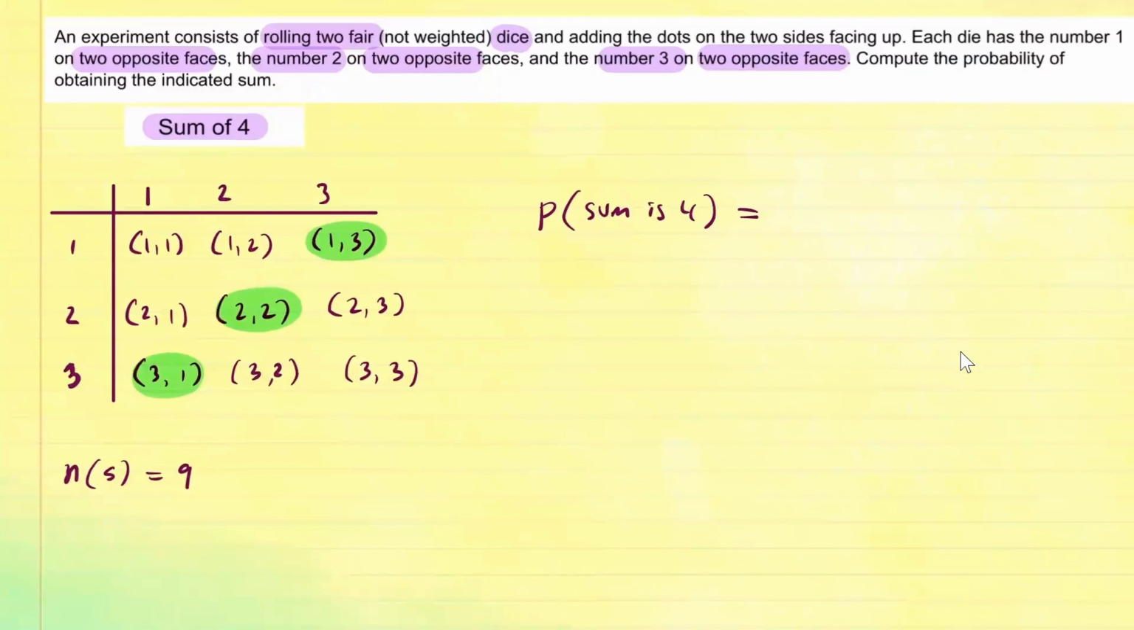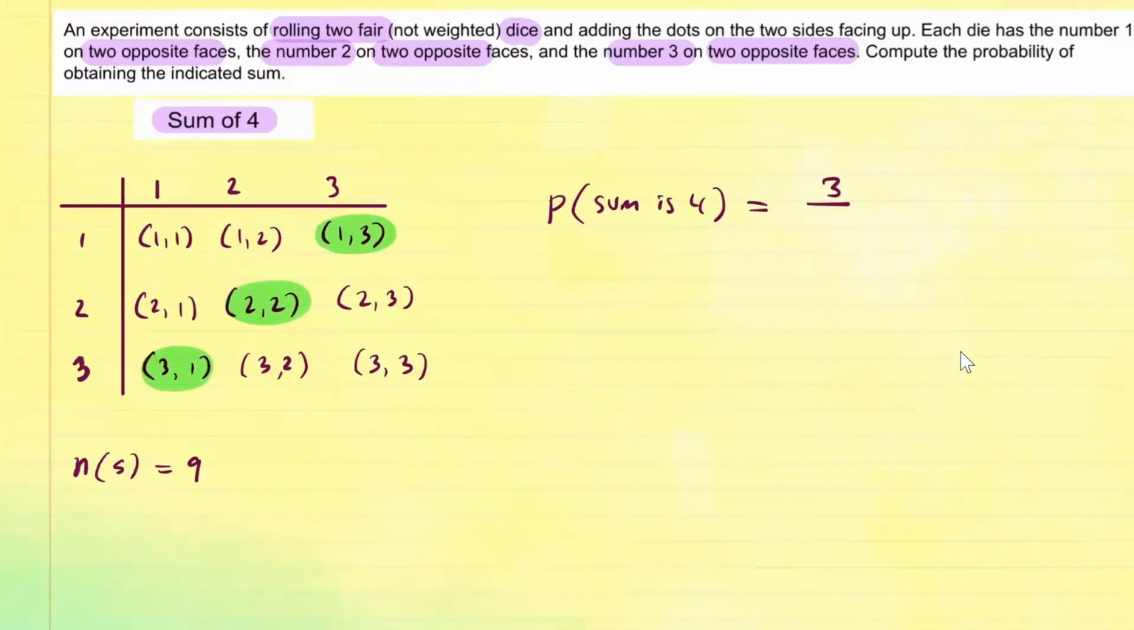So we know the probability that our sum is 4 is going to be the number of elements in this particular event. Well, we're saying there are 3 outcomes out of the total outcomes, which is 9. So that means our probability of this event is simply 1/3. So that's the probability of this particular event.